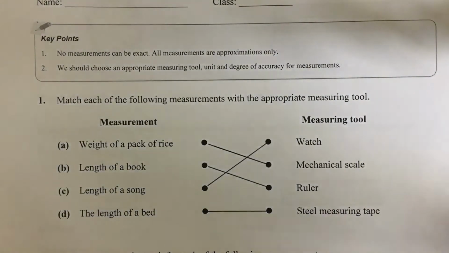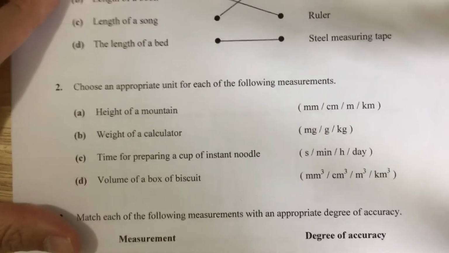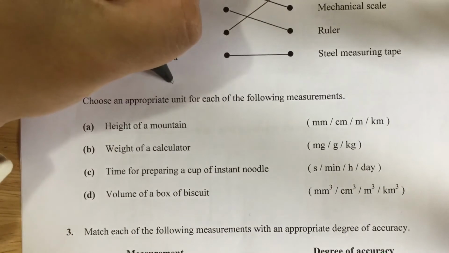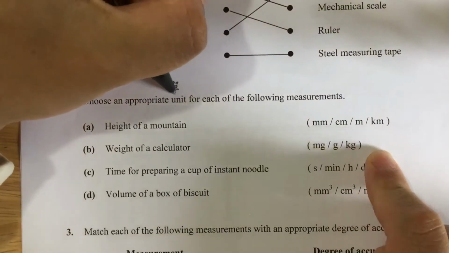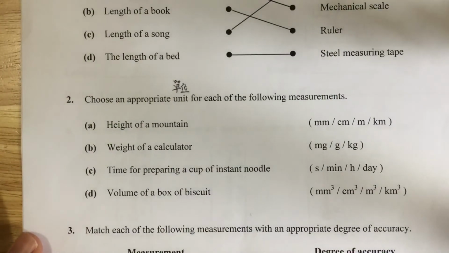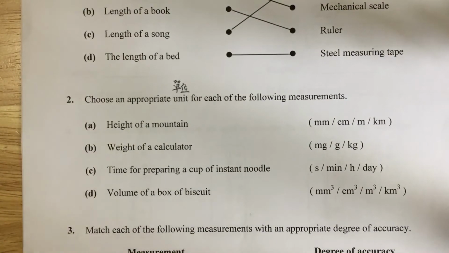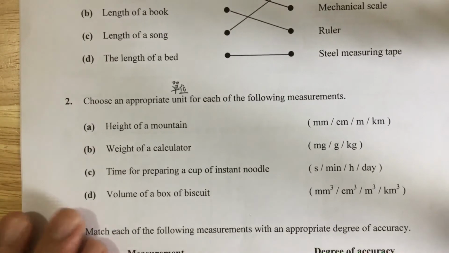Now we'll go to question 2. We are going to choose an appropriate unit 單位. These are the units. We have the mm, cm, and meter. So this is called a unit for each object. For example, we have the height of a mountain. So which one will you choose? I give you 5 seconds to choose.